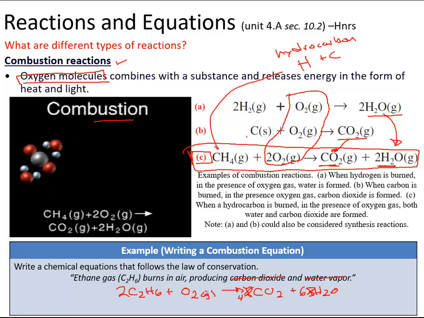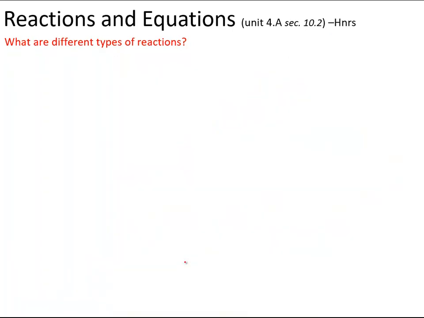Now we have 12 hydrogens, 4 carbons, 4 carbons. And now 4 times 2 is 8 oxygens, plus 6 times 1 is 6, which gives us a total of 14 oxygens. If we place a 7 here, that will give us 14 oxygens. All right, let's jump on to the next chemical reaction.